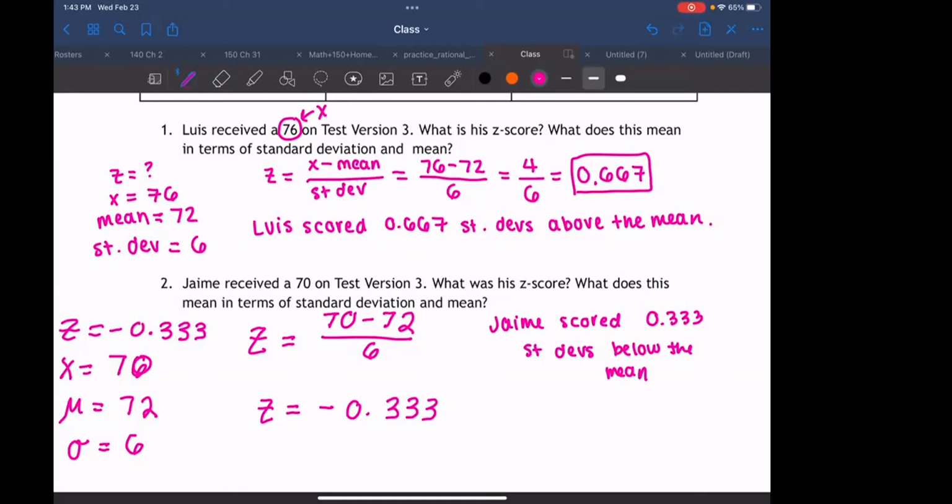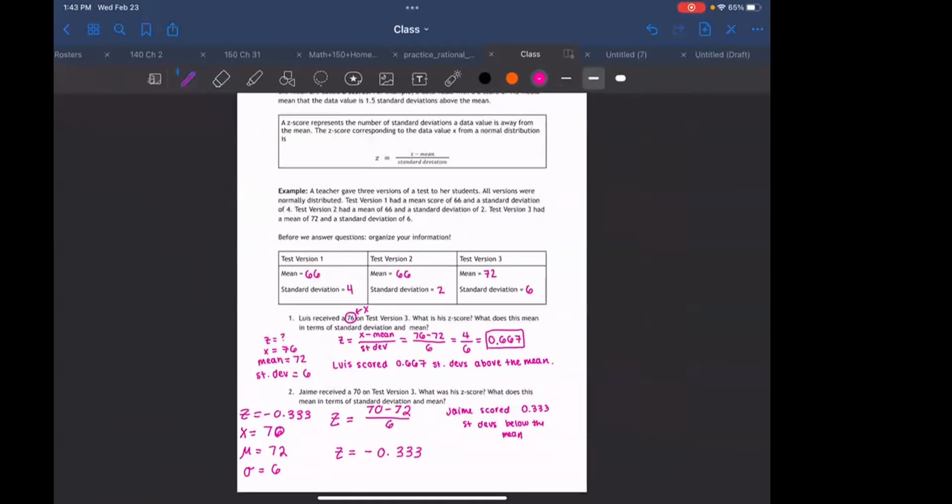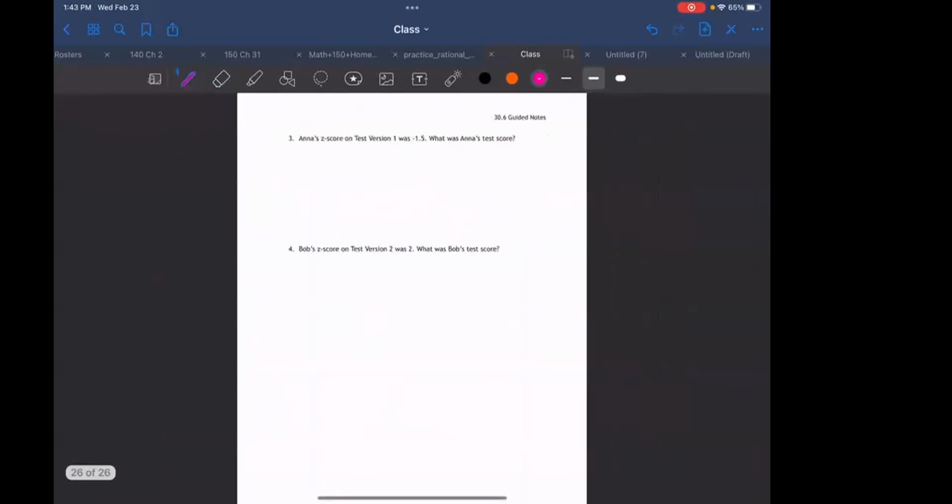Next class, we're going to talk about what happens when we're going the other way. When we're given a z-score and we're trying to find the x value, things get a little bit different. We'll talk about that on Friday. But for now, we have a quiz on Friday, so we should probably prepare for that. I printed out a quiz review. There's a front and a back.